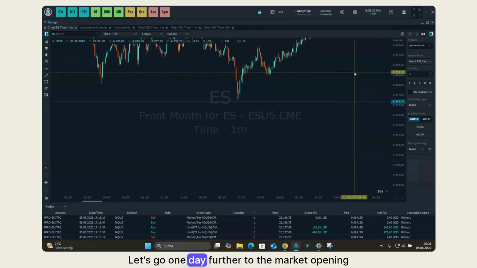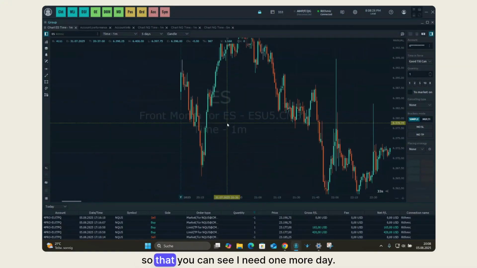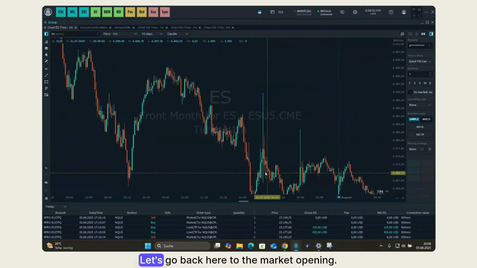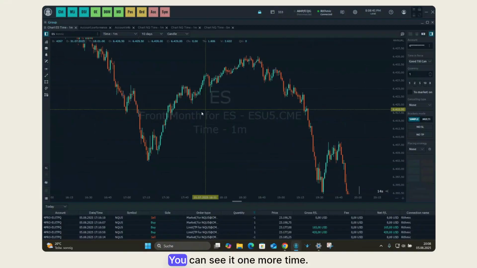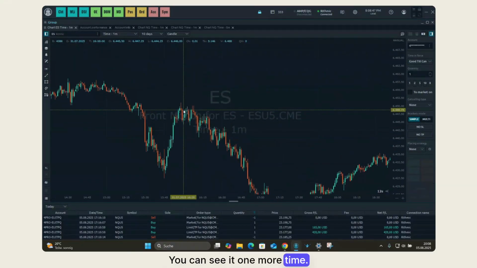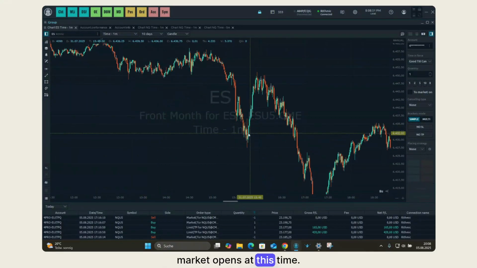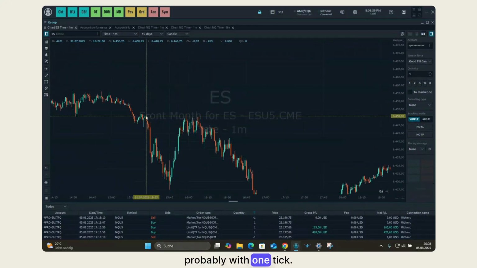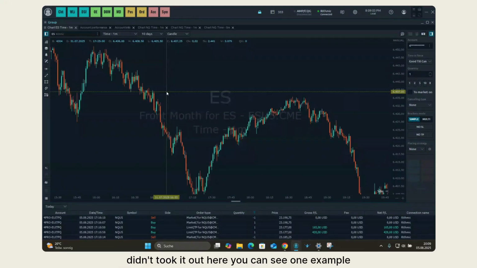Let's go one day further to the market opening so that you can see. I need one more day. Let's go back here to the market opening. You can see it one more time. So where the market opens at this time? Here is nothing. So yeah, probably with 1 tick. No, it didn't take it out.